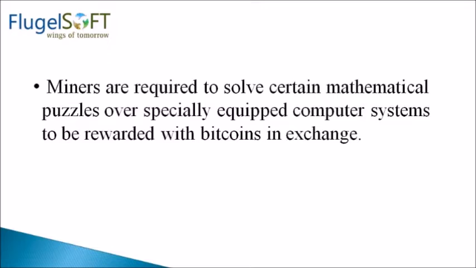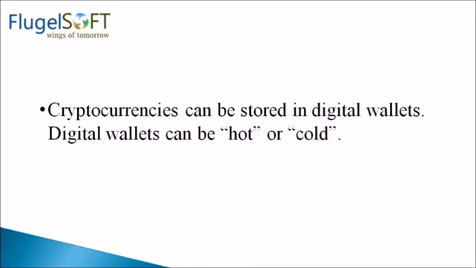Exchanges or platforms like Coinbase are the easiest way to buy or sell cryptocurrencies. Once bought, cryptocurrencies can be stored in digital wallets. Digital wallets can be hot or cold. Hot means the wallet is connected to the internet, which makes it easy to transact, but again vulnerable to thefts and frauds. Cold storage, on the other hand, is safer, but it makes it harder to transact.